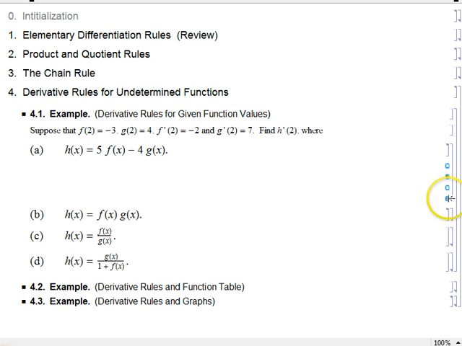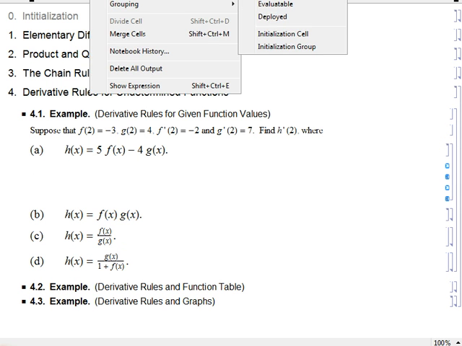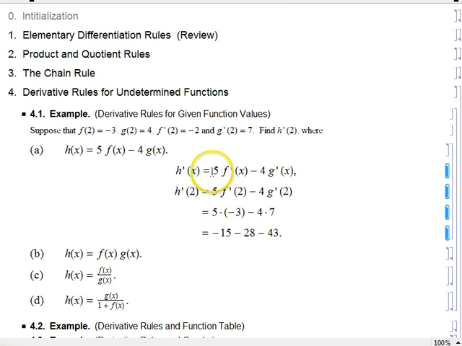The first is rather trivial, so let me show everything right away. h prime of x is, of course, 5 f prime of x minus 4 g prime of x, because of the coefficient and addition rules. So h prime of 2 is 5 f prime of 2 minus 4 times g prime of 2. All you have to do is plug in these values in the right places and run the calculator. And wait a minute, this should be minus 43.